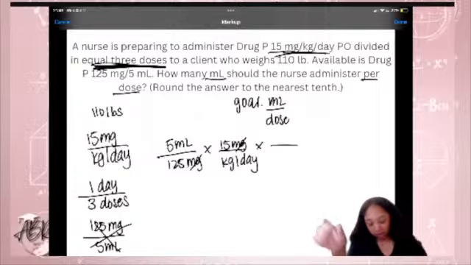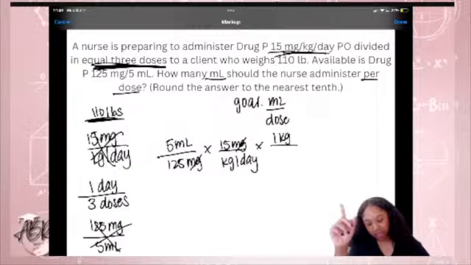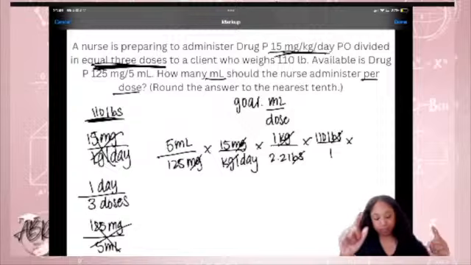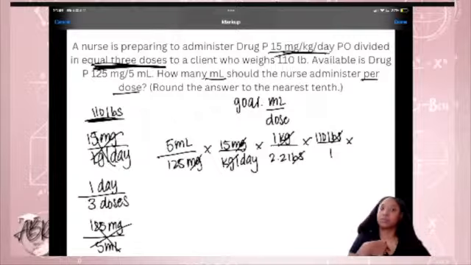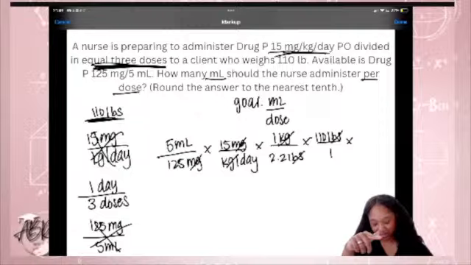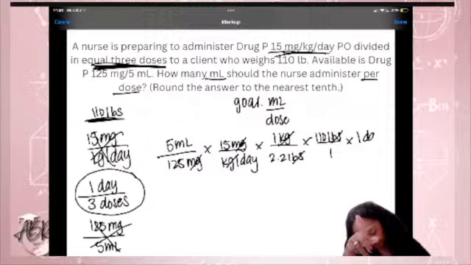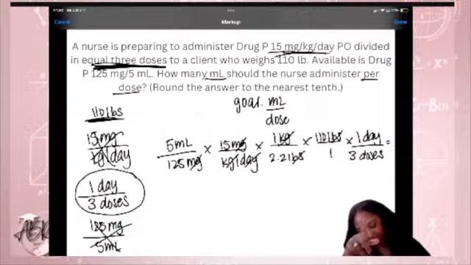Okay. So our patient's weight is 110 pounds. So 1 kilogram equals 2.2 pounds. Kgs cross out. And now I have pounds. So 110 pounds over 1. Your pounds crosses out. And now you have milliliter per day. I need milliliter per dose. So this last puzzle piece is going to finish it off. 1 day has 3 doses in it. Days crosses out, milliliter on the top, and dose on the bottom.